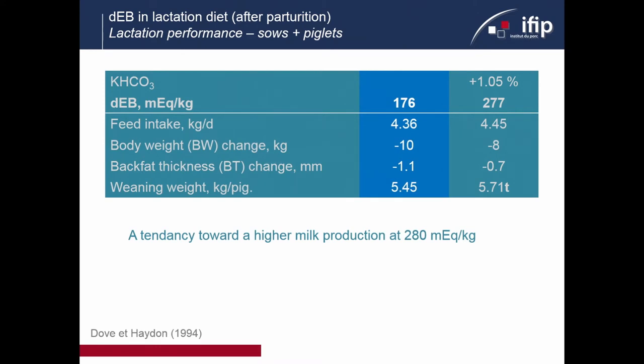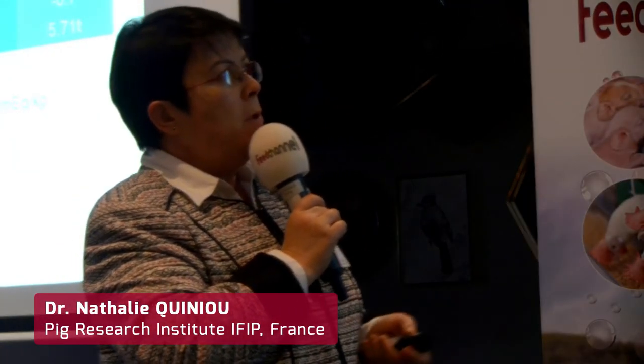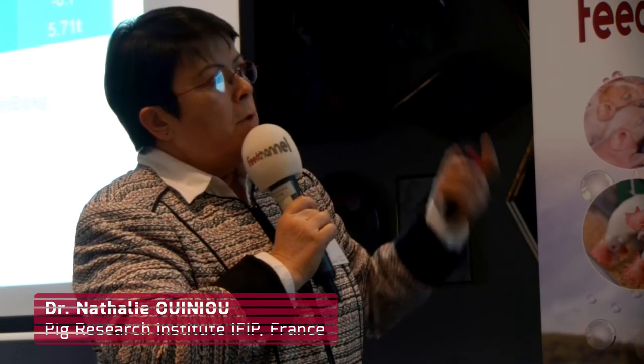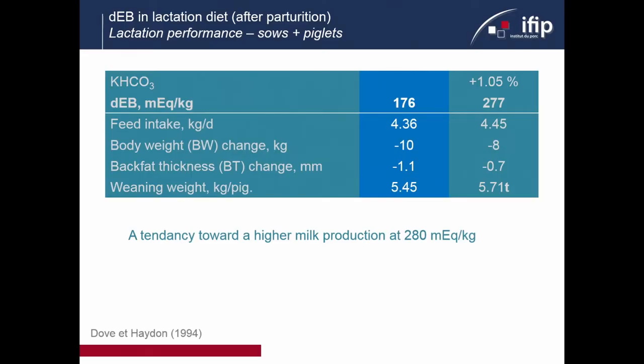As you can see, feed intake of the sow was not significantly different. Well, the tendency was good for the highest level of EB, but not significant. And body weight and back fat thickness were not changed either. It's always the same: do we have high statistical power or not to demonstrate that there is a difference or not? But finally, the figures are in agreement with what could be expected through a better digestibility of nutrients with a higher EB.